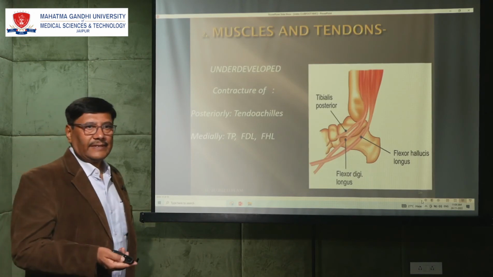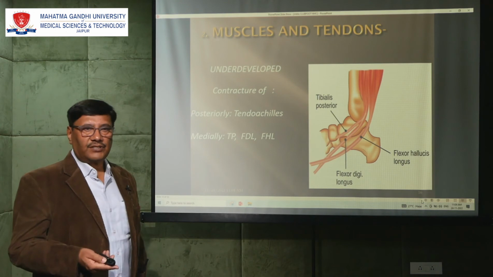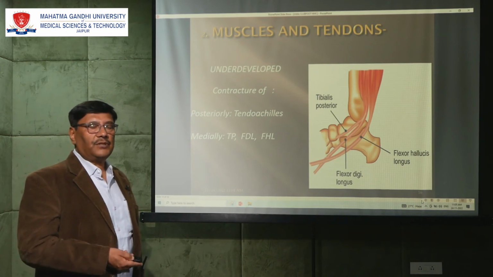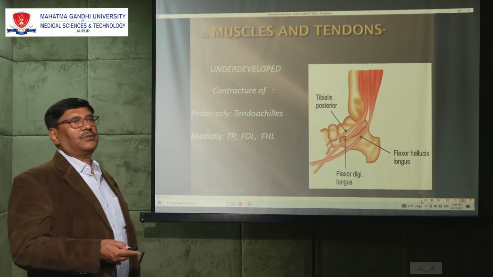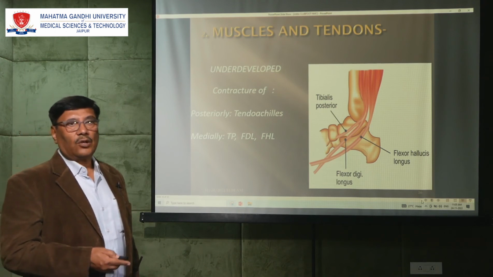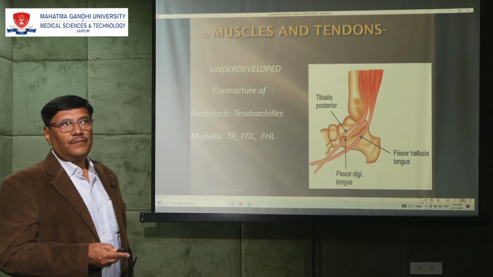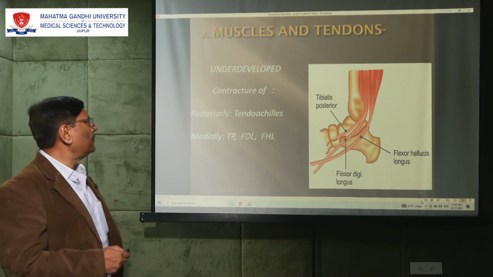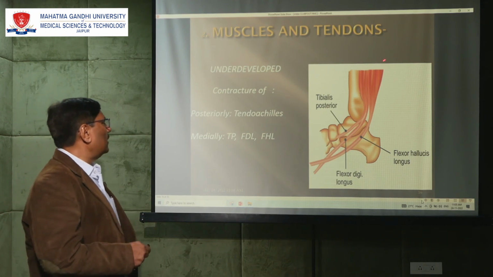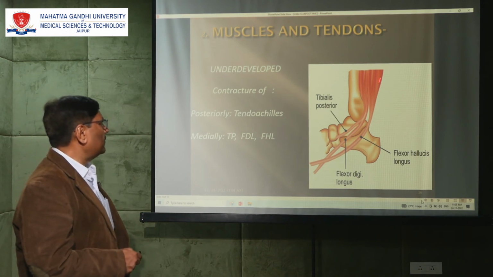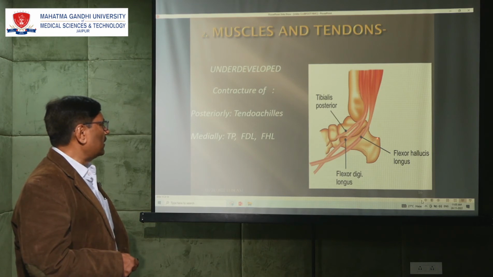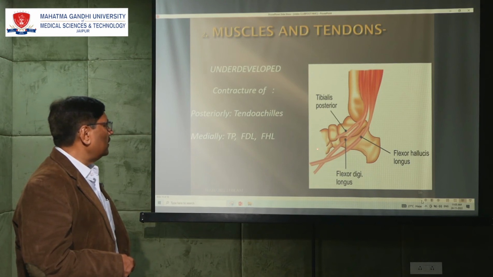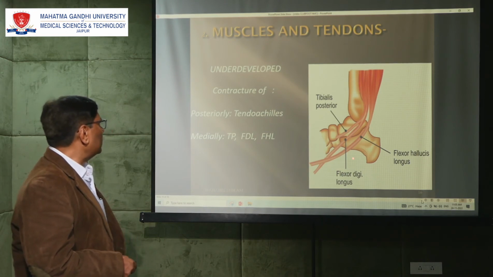Now coming to the muscles and tendons. Since there is equinus deformity, there is varus and adduction deformity, all the structures, musculotendinous structures, capsules, etc., which are on the posterior side, which are on the medial side, which are on the inferior side, get contractures. So posteriorly there is gastrosoleus muscle, which becomes fibrotic. The tendo Achilles, which gets inserted here, pulls up the calcaneum, resulting in equinus deformity. So tendo Achilles posteriorly is contracted.